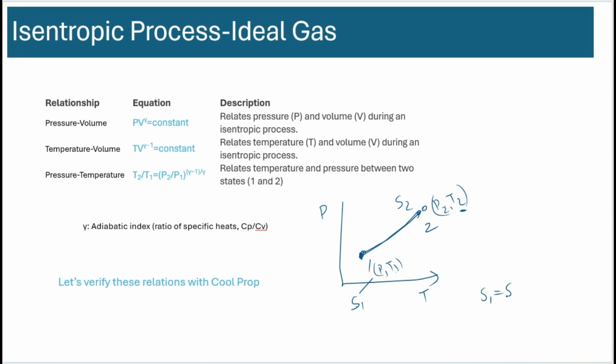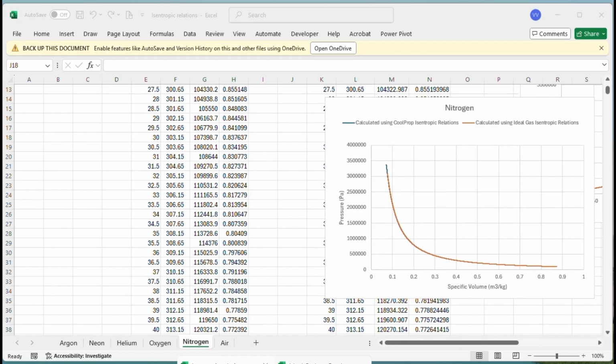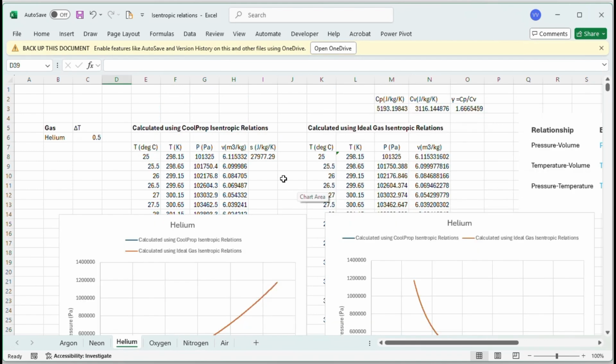S1 is equal to S2 because it's isentropic, right? So if you know S2 and if you know T2, you can calculate P2 using CoolProp. Okay, so we'll basically try to calculate the properties both using this method and using CoolProp, assuming an isentropic process. Okay, so open your Excel file that says isentropic relations, and you could start with the gas helium.